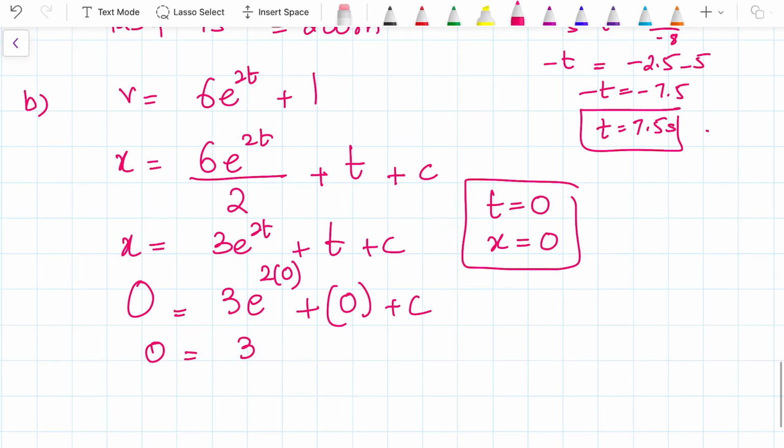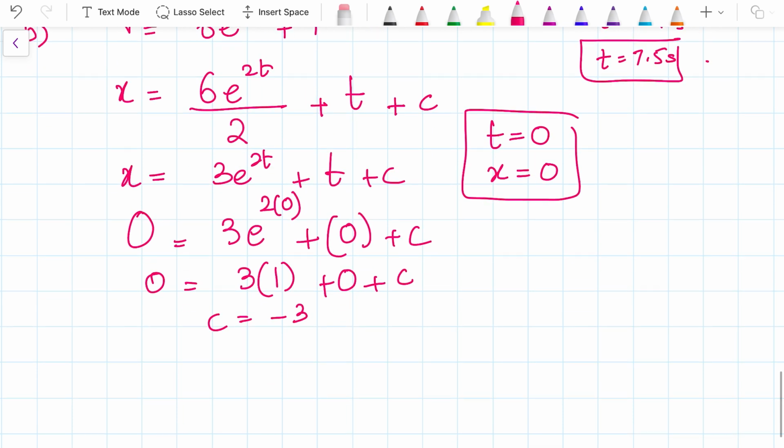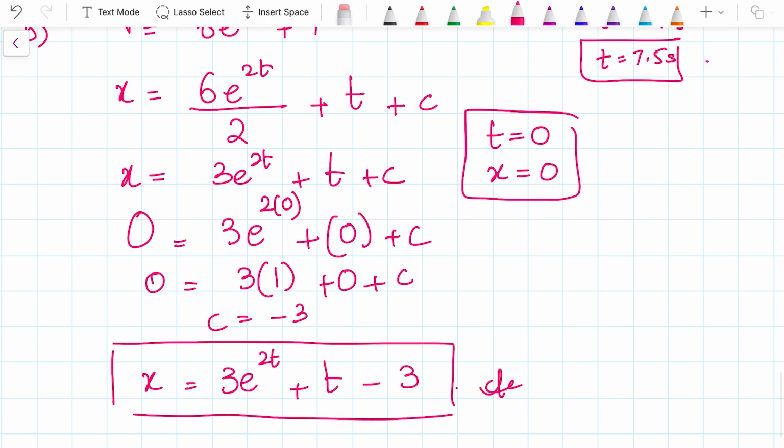0 is equal to 3. X equals to, so this becomes my displacement expression. Remember, whenever we integrate, there is always a plus c in it.